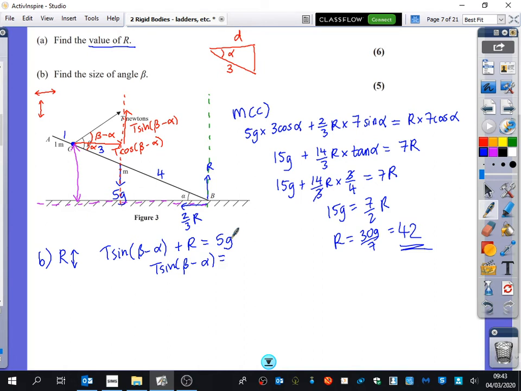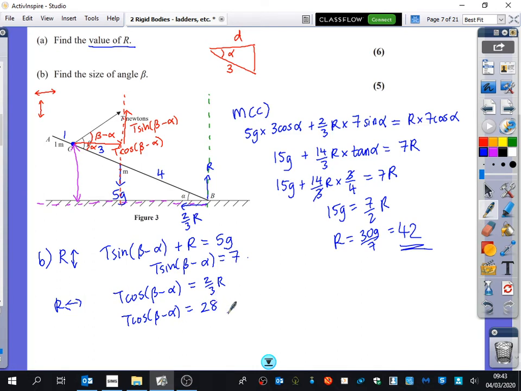which is 7. And if we resolve left and right, I think the only forces I've got are the 2/3 R and the T cos beta minus alpha. So T cos of beta minus alpha is equal to 2/3 R, and 2/3 R is 2/3 of 42, which is 28.